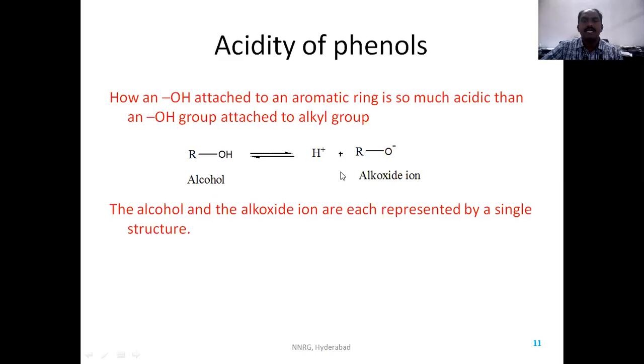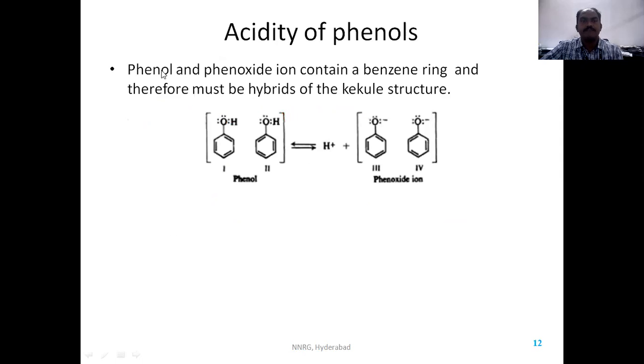There are no multiple structures, so resonance hybrids are not formed. Alcohol and alkoxide ions are represented in a single structure. Whereas phenols or phenoxide ions, which contain a benzene ring, are hybrids of canonical structures, so they produce resonance hybrid structures.